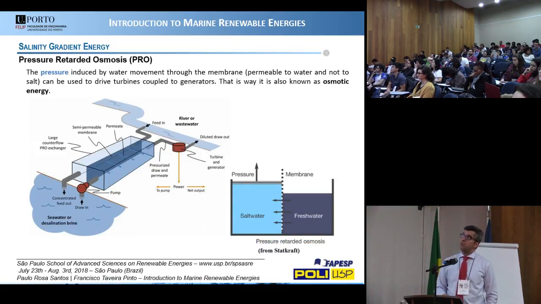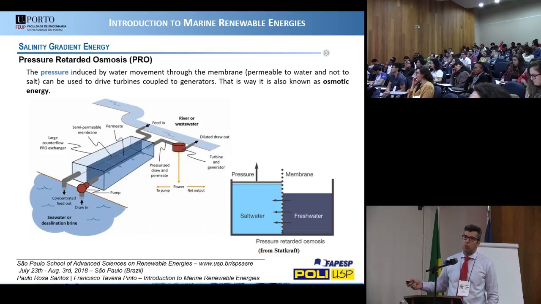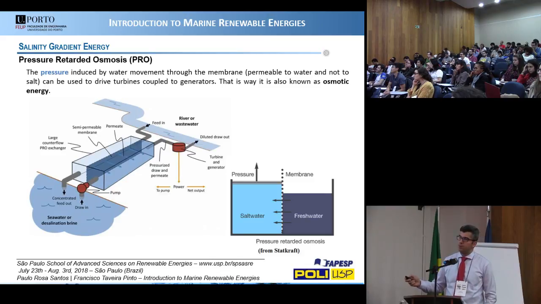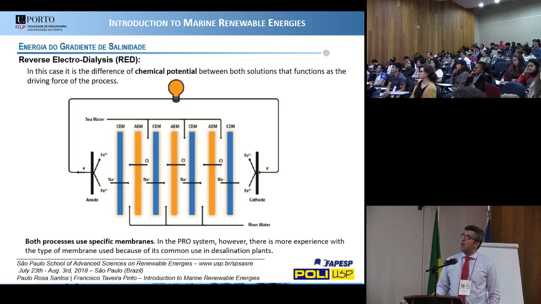In terms of technologies, we have pressure retarded osmosis. So as you may know, if we have fresh water and salt water, water tends to cross this membrane and go from here to there. Okay, so this results in a pressure increase, and that energy can be converted into electricity by a proper system. It is also possible to take advantage of the chemical potential between both solutions. So in this case, let's say it is a chemical way of harnessing that kind of energetic resource.